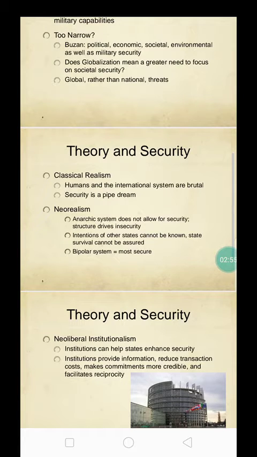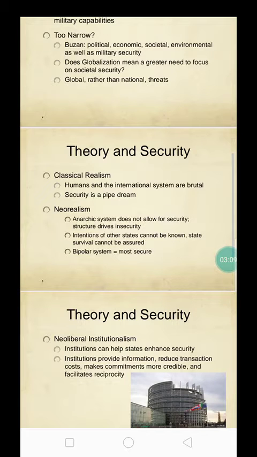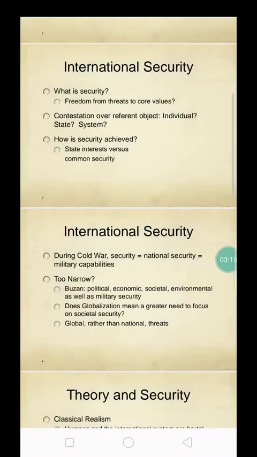Realism is a theory about power, defined as material or military power. If the state is threatened from the outside, it will increase its power. Next is national security. Beyond military capabilities, security is broadened to political, economic, societal, environmental, as well as military security. Does globalization mean a greater need to focus on societal security, and on global rather than national threats?